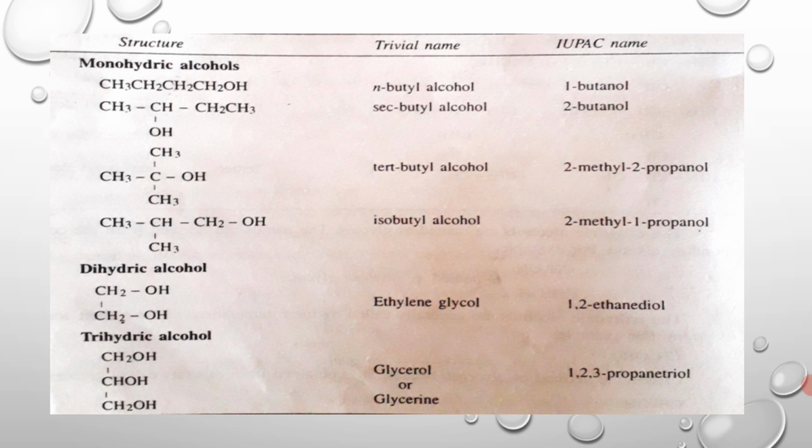Similarly, we have the table having trivial name and IUPAC name. For monohydric alcohols, we have n-butyl alcohol, 1-butanol. The previous example is again repeated here to give all the viewers some clarity about this chemical nomenclature. So here another is sec-butyl alcohol, 2-butanol. Its IUPAC name as we know above.